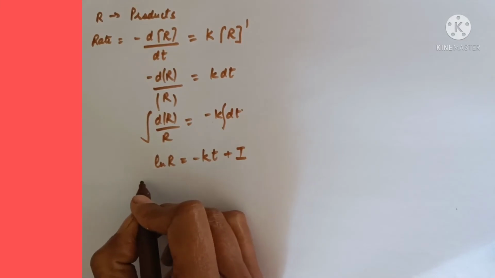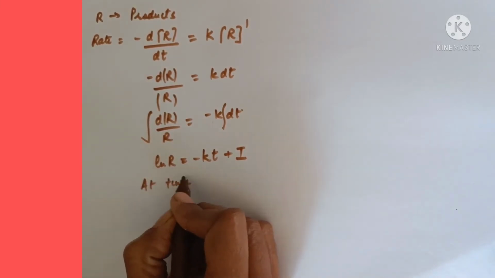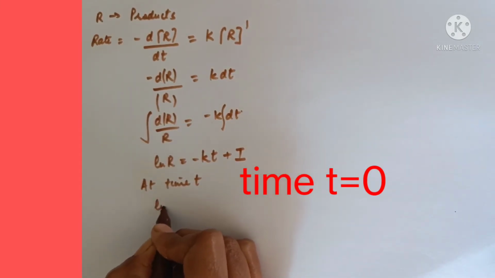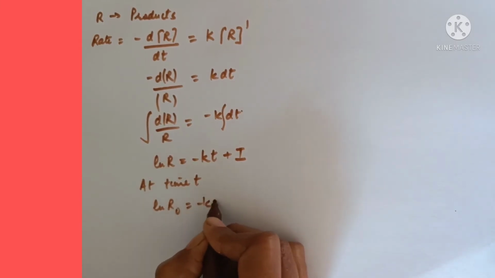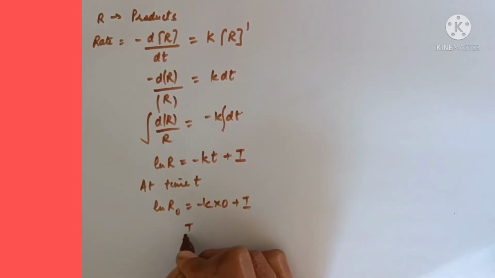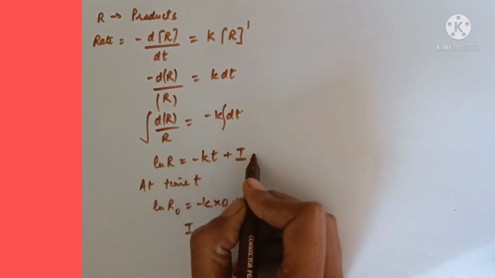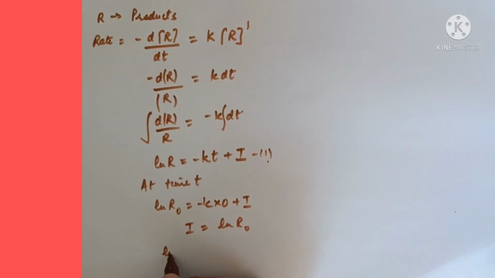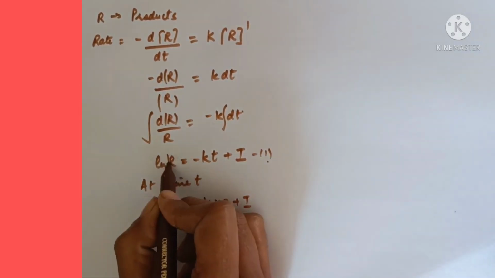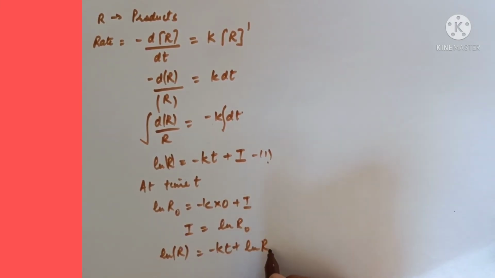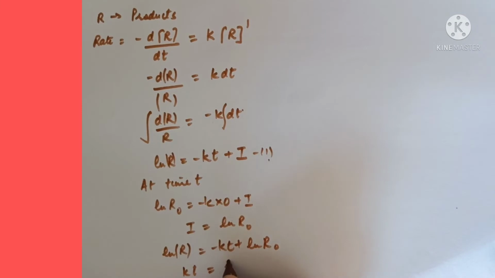integration. To find out the value of I, let us consider at time t is equal to 0, the ln [R] becomes ln [R]0, the initial concentration. So ln [R]0 is equal to minus K into time 0 plus I. So I is ln [R]0. Substituting the value of ln [R]0 or I in equation 1, we get ln [R] is equal to minus kt plus ln [R]0. So bringing kt to the other side and ln [R] to the opposite side, we get kt is equal to ln [R]0 minus ln [R].